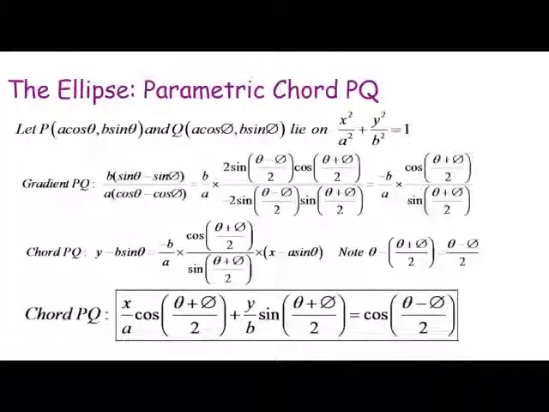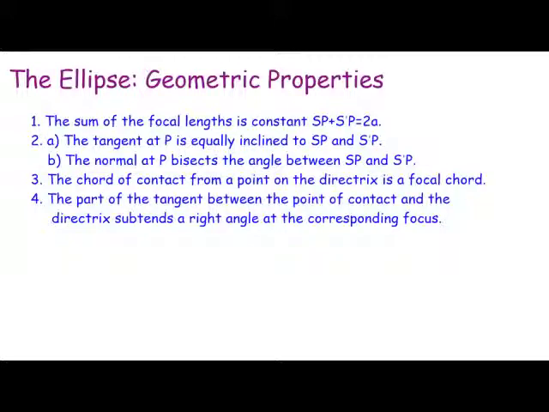Now, these are some of the geometric properties. You can see here the sum of the focal lengths is constant. The tangent is equally inclined, the normals bisect angles. We just did number 3. I showed you number 3 on the GeoGebra one, that the chord of contact from a point on the directrix is a focal chord. And for the tangents, the part of the tangent between the point of contact and the directrix subtends a right angle at the corresponding focus. This is another geometric property of ellipses. I'm not going to prove these, and you can see many textbooks go through the proofs of these.